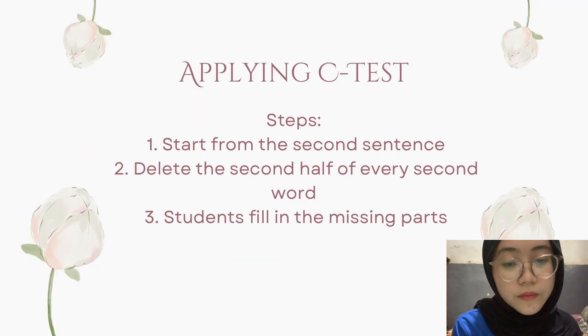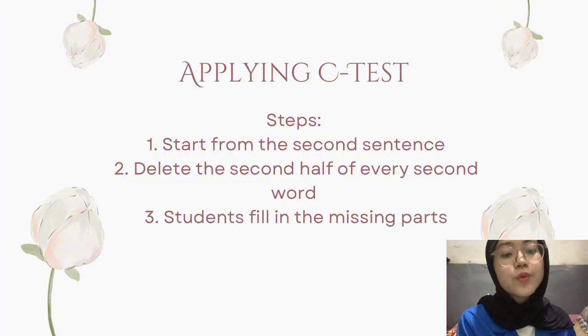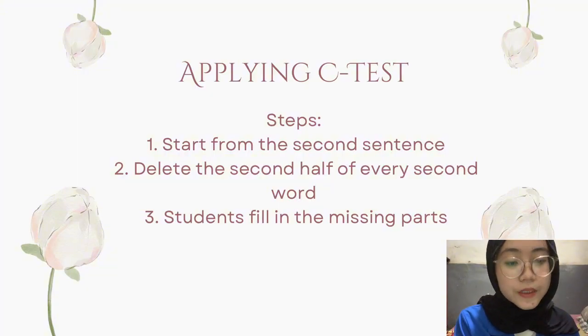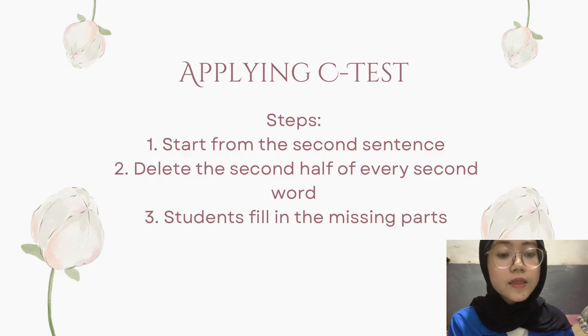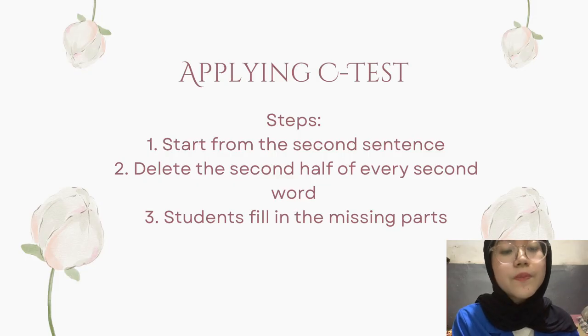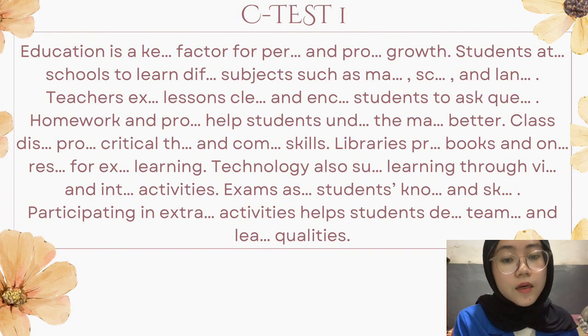To apply the C-test, we follow these steps. First, we start from the second sentence. Second, we delete the second half of every second word. Third, students read the text and complete the missing parts. These methods show how well students know vocabulary and grammar in context. This is the C-test version.